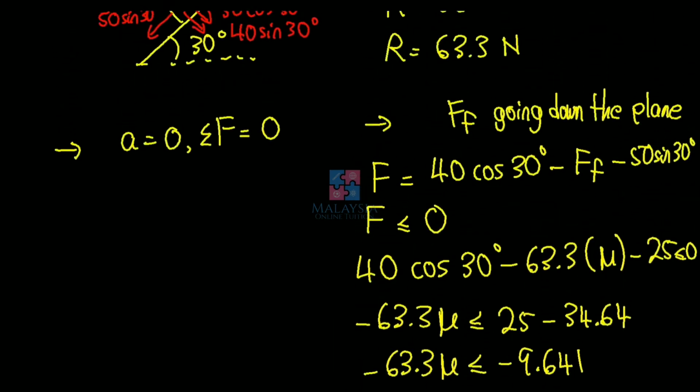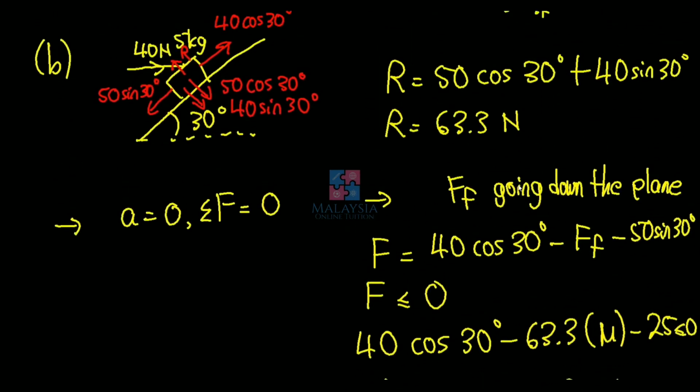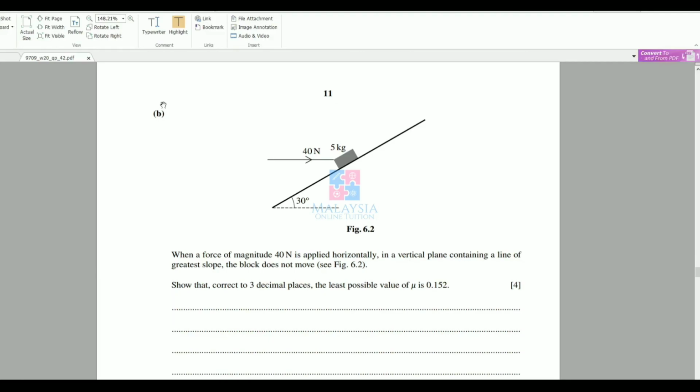Okay, so like I said, we won't have any case of the frictional force going up the plane, because our force going up the plane, the driving force here from the 40 Newton, is already bigger than the 50 sine 30 degrees. Okay, that's the thing. So our frictional force can only be acting down the plane. Okay, so this will be the final answer for question number 6, part B.